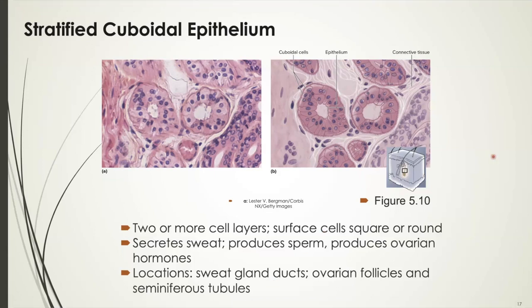Right here you can see connective tissue intermixed, the basement membrane is surrounding, and the first layer of cells, the cuboidal cells, are connected to that basement membrane. And then the next layer of cells is going to be the more apical one, and that is what is going to secrete into whatever ducts are applicable.